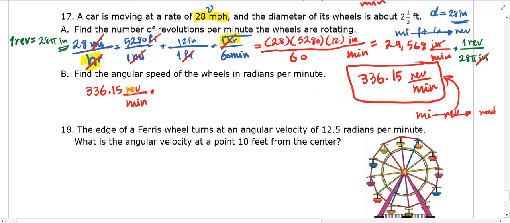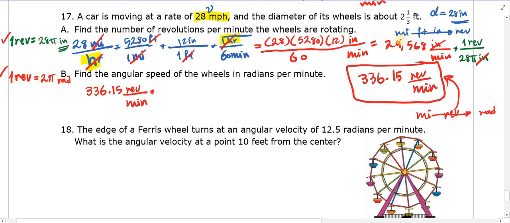So we need to remove the revolutions. In other words, I'm going to ask myself, how many radians are in 1 revolution? The answer is just 1. In 1 revolution, we have 2 pi radians. You see the difference between this formula and this formula? In the first formula, I have inches that I need to convert to revolutions. In the second formula, I have revolutions that I want to convert to radians.